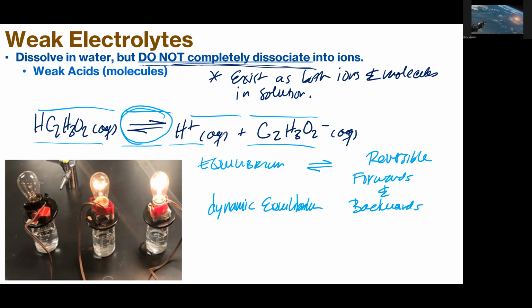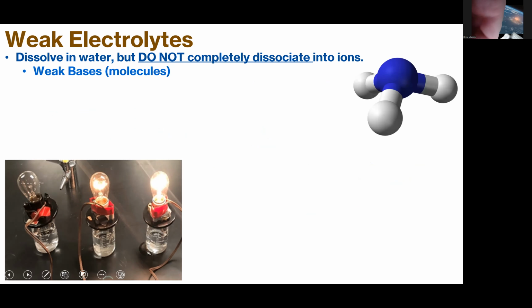Because the forward and the reverse reaction are happening all the time. Okay. Just so happens these things are weak electrolytes because the forward reaction doesn't happen very much. It happens enough that we can see it, but it doesn't happen enough that it's continuously just ions in solution. Okay. We can also have weak bases.